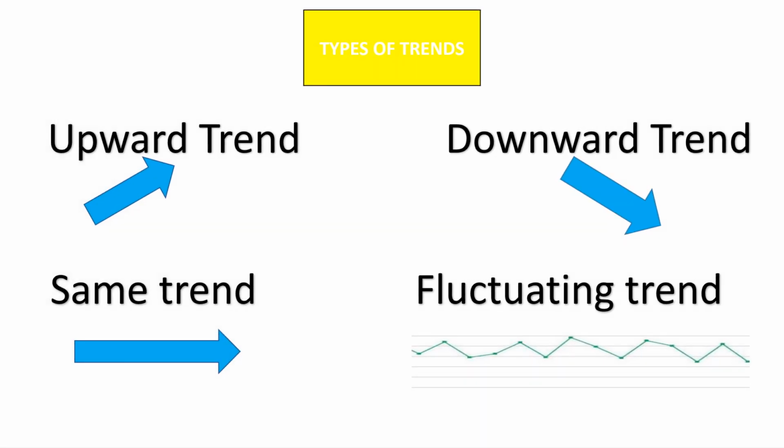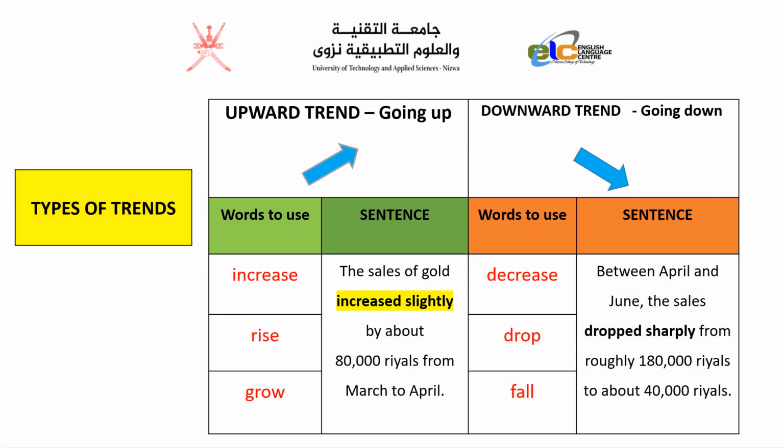The common trends which you can see on any line graph are an upward trend, downward trend, same trend, and fluctuating trend. To describe different types of trends in the graph, you need to use different verbs. Let us begin with upward and downward trends. For upward trend, which means when the trend is going up, you can use the verbs increase, rise, grow, etc.